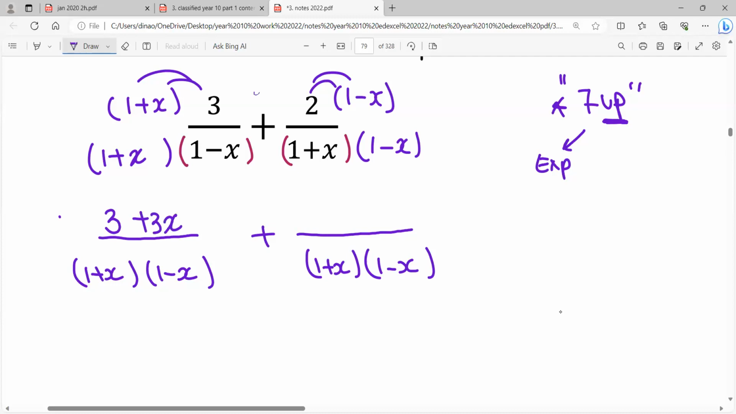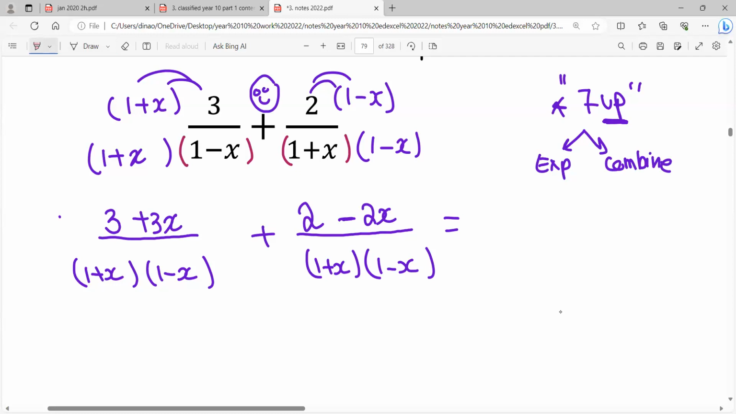Of course, we said the addition questions are easy questions with no problems. And then expand up on the fraction on the right hand side. 2 times 1 is 2. 2 times negative x is negative 2x. And then after I expand up, we said combine up or simplify up, meaning collect like terms here.